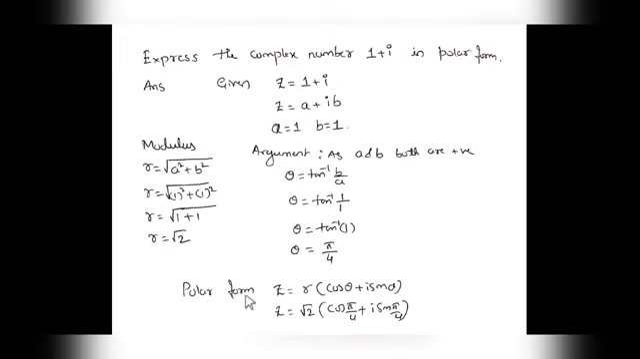Now we know that the polar form of the complex number is z is equal to r into cos theta plus i sin theta. z is equal to r is root 2, cos theta is pi by 4, plus i sin theta is pi divided by 4. Therefore z is equal to root 2 into cos pi by 4 plus i sin pi by 4 is the polar form of the given complex number.